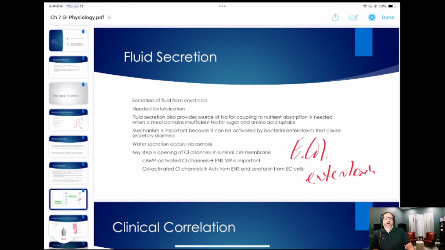No, the exchangers go in the opposite way because of the increased load of sodium that's coming through. The sodium is going to want to go out, and potassium is going to get dumped into the urine.